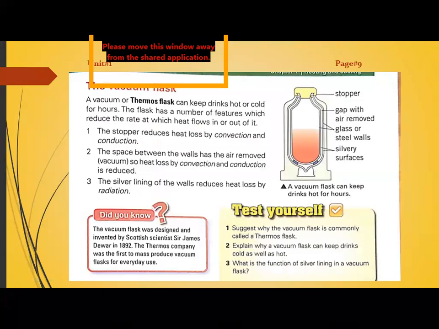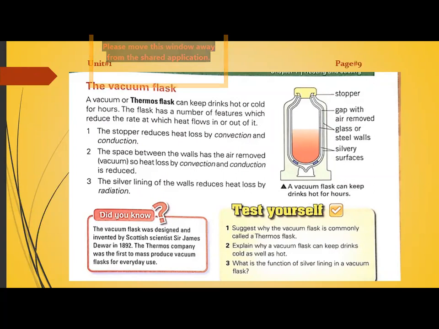The vacuum flask is a thermos flask. They can also say thermos flask, to keep drinks hot or cold for hours. The flask has a number of features which reduce the rate at which heat flows in or out. You can see here in this diagram, it will give you a complete idea about a vacuum flask or thermos flask. At the top, this is the stopper, and below this is the gap with air removed. This is the gap between the two surfaces.